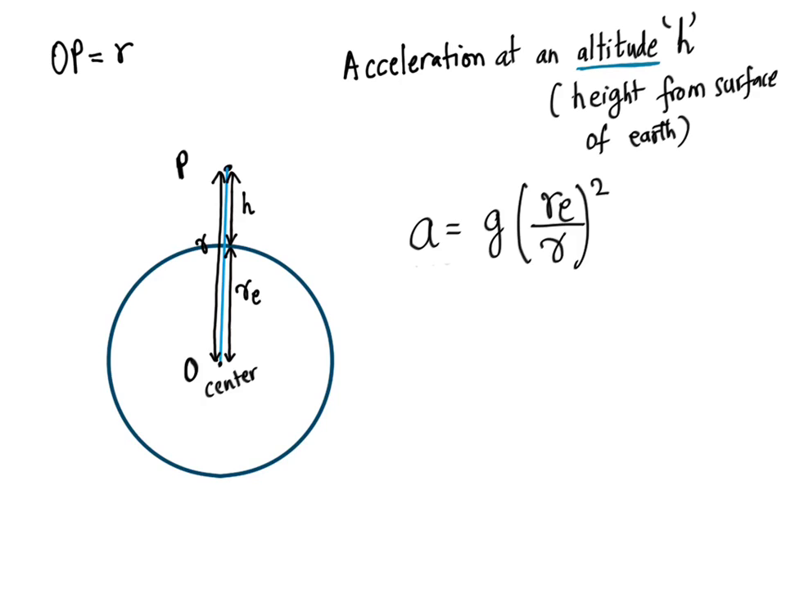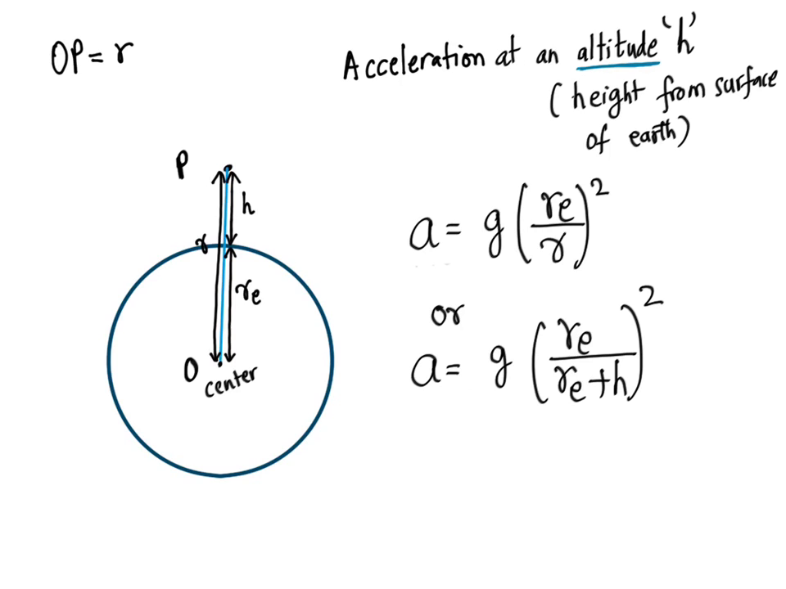A is equal to g RE over R, whole square. Or we can also write it as RE over RE plus H, whole square. What is it that we have written here? This R which we see here can also be written as RE plus H. You can check in the diagram that R is equal to RE plus H.